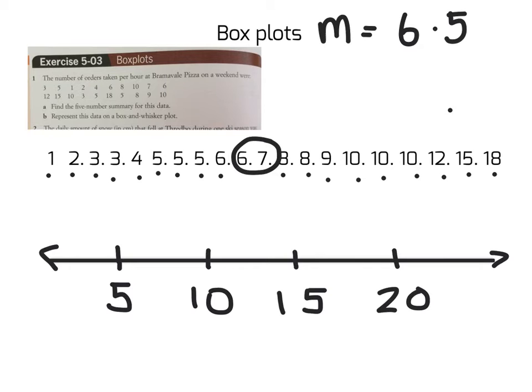Okay, then what I need to do is find the, so that's quartile 2, remember? Then I need to find the upper and the lower quartiles. So I'm going to go in again. 1, 2, 3, 4. So Q1 is going to equal 4. So the lower range of what they usually took in an hour is around 4.